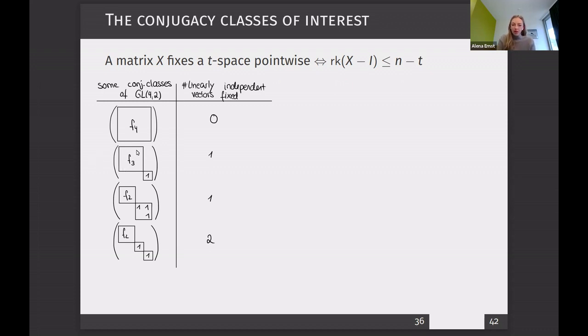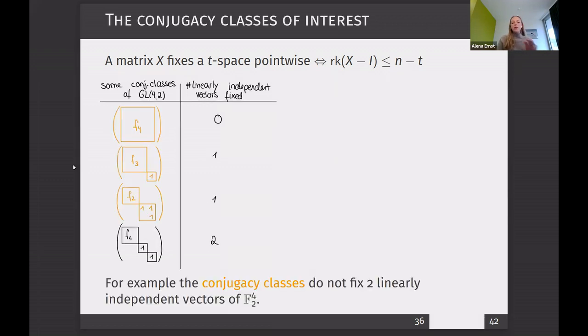Taking the irreducible polynomial of degree 3 together with the one coming from x minus 1, we now see that this matrix indeed fixes a non-zero vector. So we could proceed in this manner. And what we now see is that the orange marked conjugacy classes do not fix two linearly independent vectors of F2 to the power of 3.